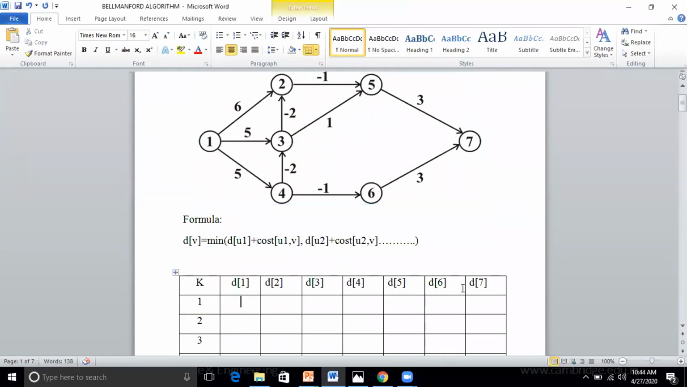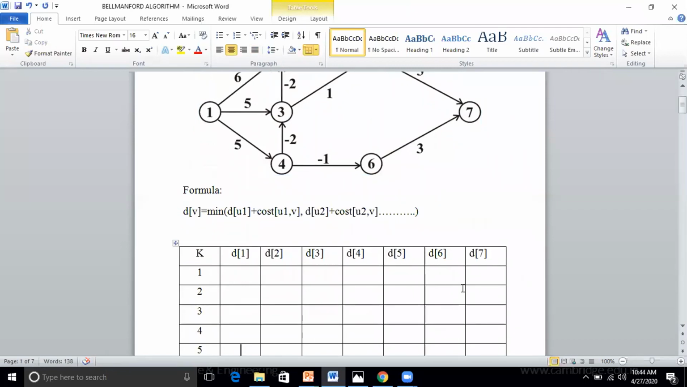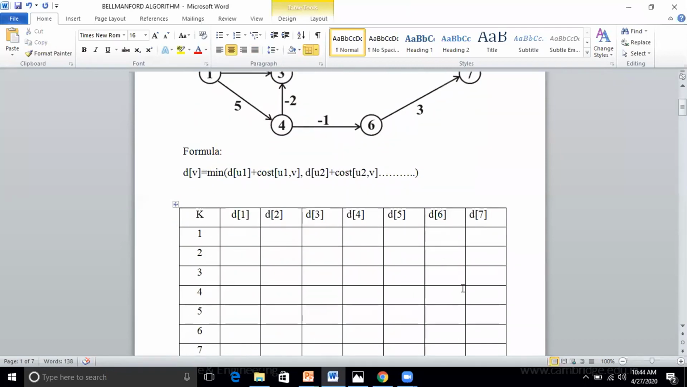K, I will tell you later what that is. It is the number of iterations. Initially, in the first iteration, we have to write the direct edge cost. Students, can you please take a book and pen with you, because you will be doing the calculation. I'll enter the values here.